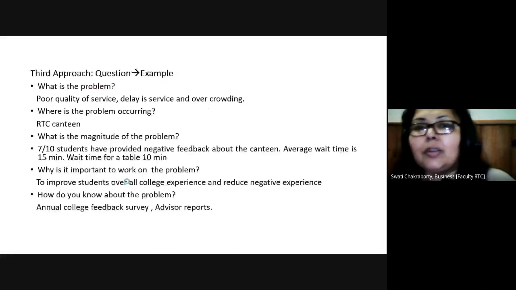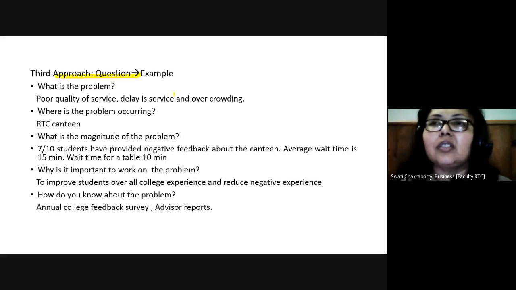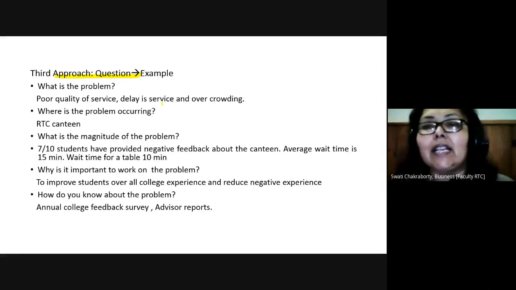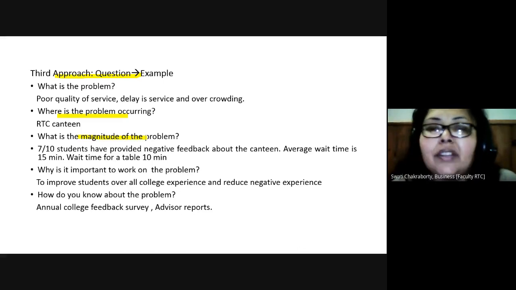What about the third approach, that is the question type? What is the problem? Poor quality of service, delay in service, and overcrowding. Where is the problem occurring? The canteen, the RTC canteen. What is the magnitude of the problem? 7 to 10 students have provided negative feedback about the canteen, and the average wait time is 15 minutes. The average wait time for a table is 10 minutes.